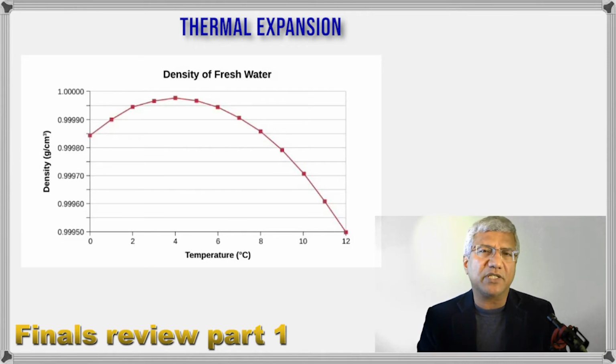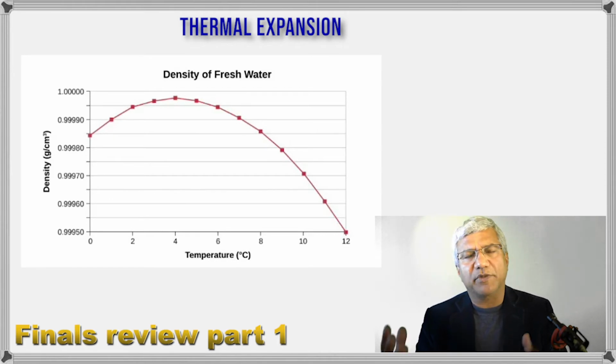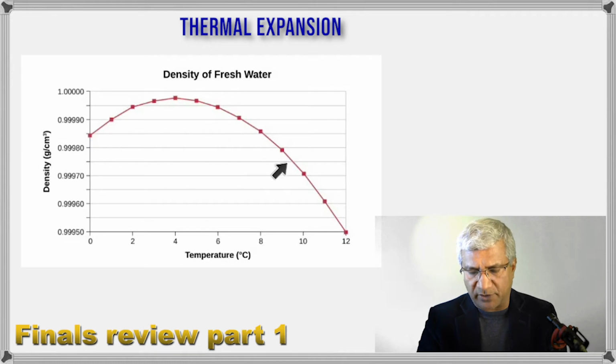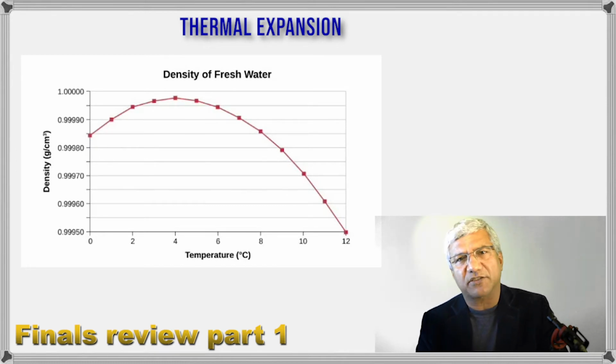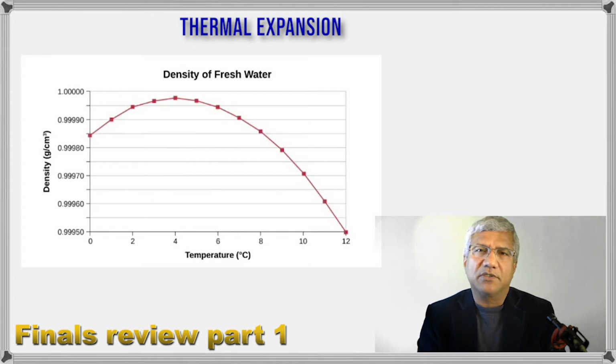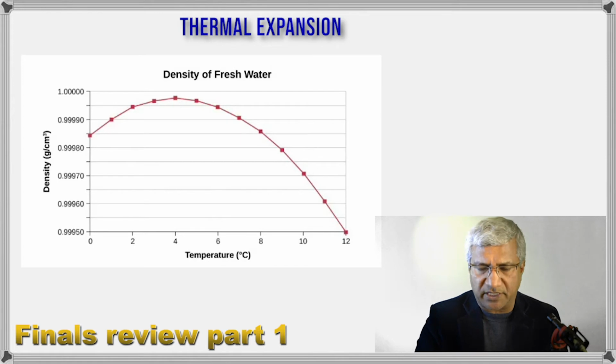Thereafter, if you continue heating water, it behaves like any other liquid. Its volume increases, therefore its density now decreases. So this is called the anomalous expansion of water. So it's behaving extraordinarily, so to say, in this part from 0 to 4.